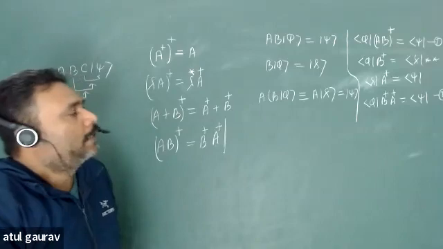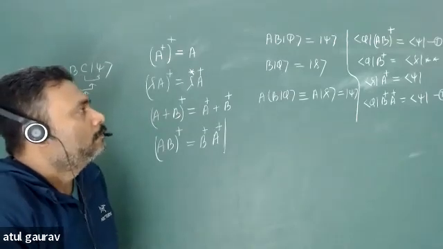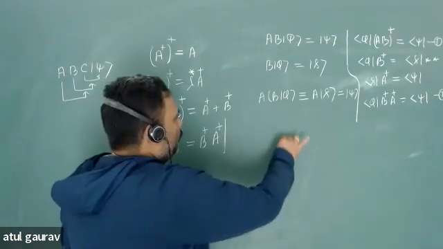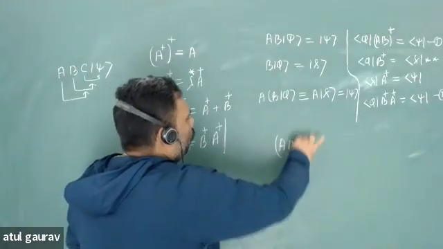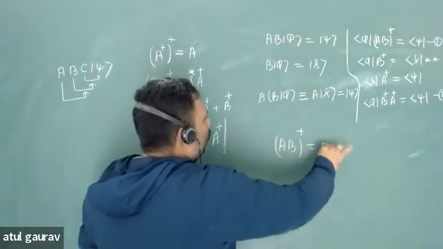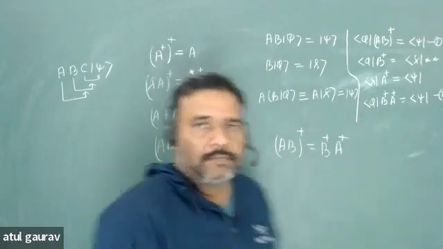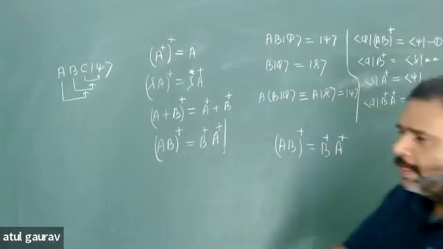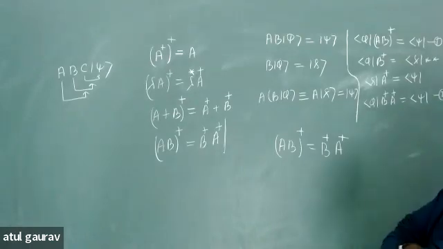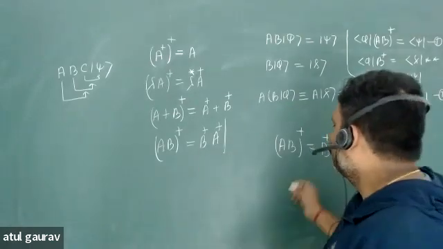दोनों को इक्वेट करोगे तो क्या मिलेगा? AB whole dagger. You will get AB whole dagger is equal to what? B dagger, A dagger. Clear? AB whole dagger is equal to B dagger, A dagger. So we have proved this thing.